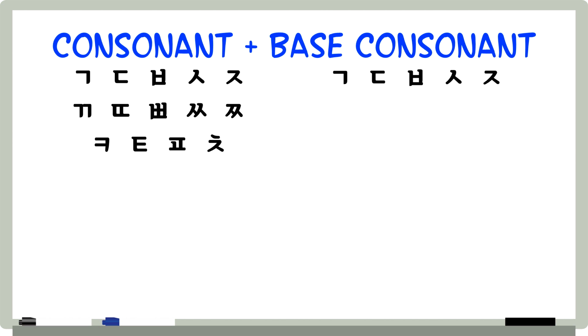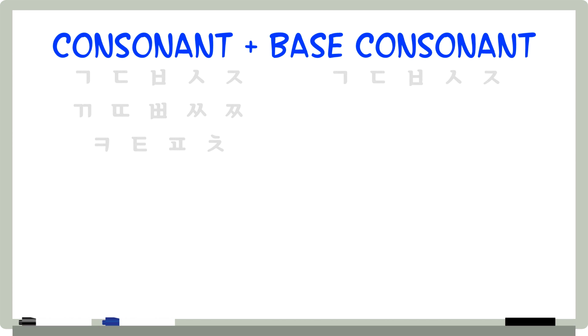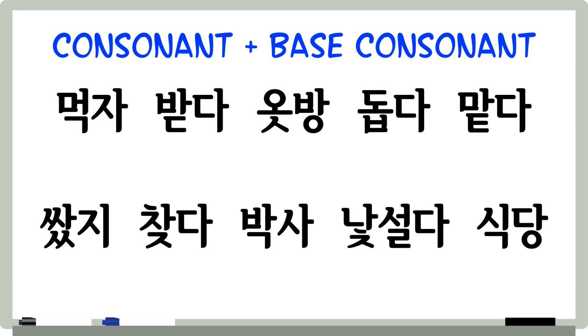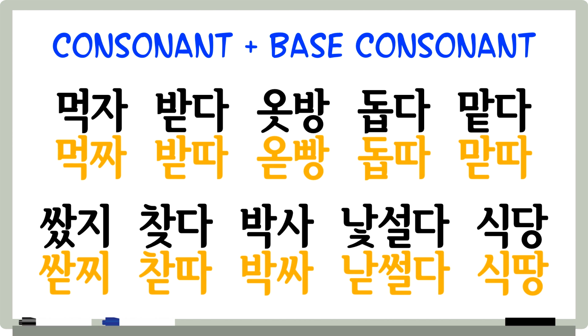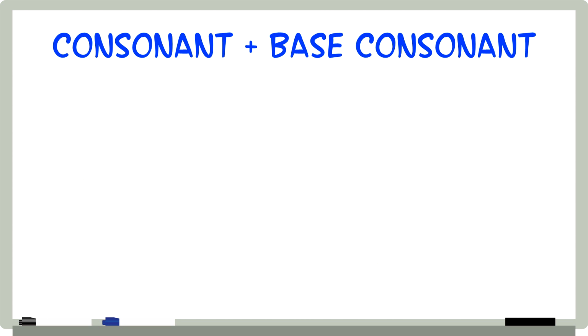So once more, whenever you have a base consonant, a double consonant, or a strong consonant that's followed by another syllable that starts with a base consonant, that second base consonant becomes pronounced as a double consonant. Here are a few more examples. You can pause the video here. Here are the answers. 먹자, 봤다, 옷방, 돕다, 맞다, 샀지, 찾다, 박사, 낯설다, 식당. This is probably the most common sound change rule in Korean, and you'll hear it every day.